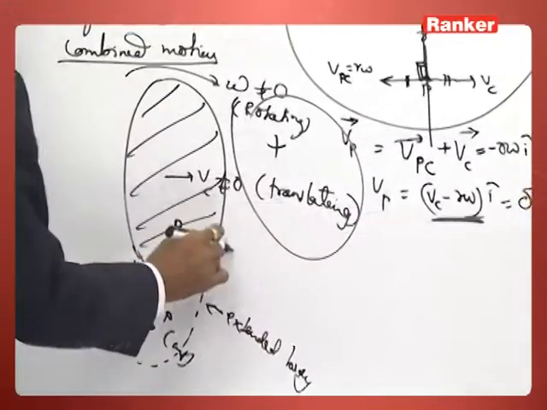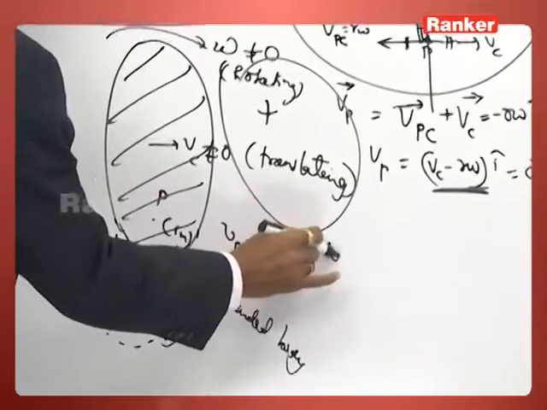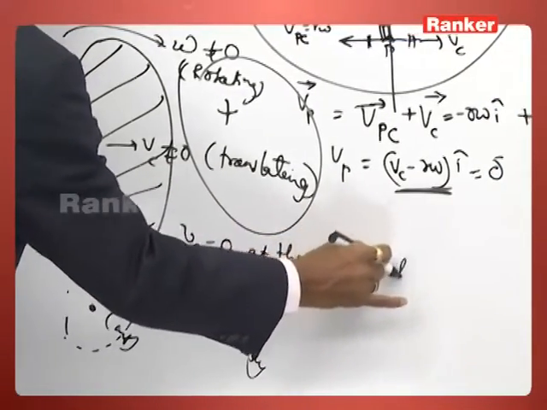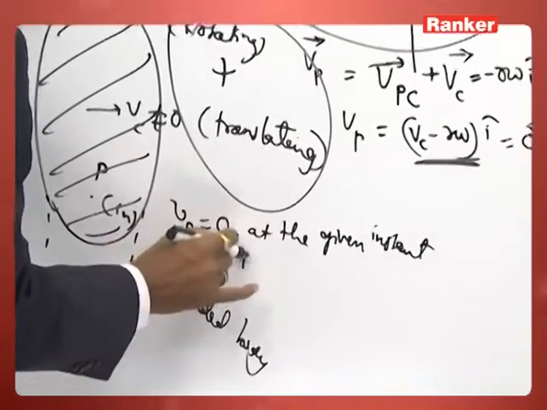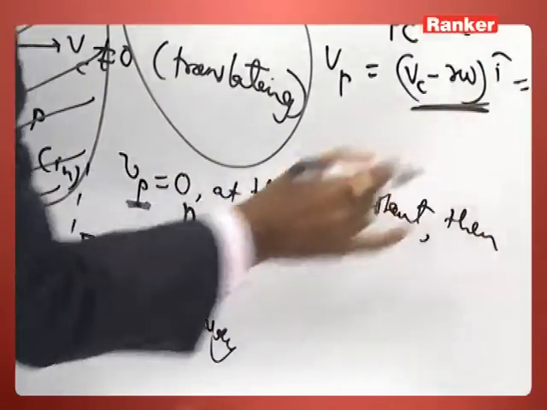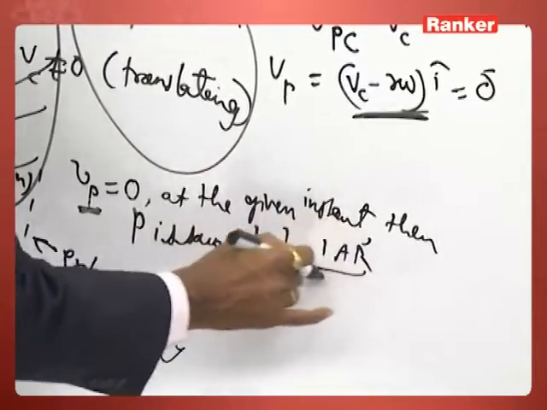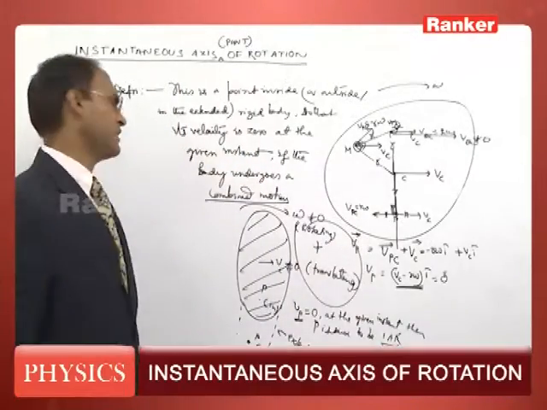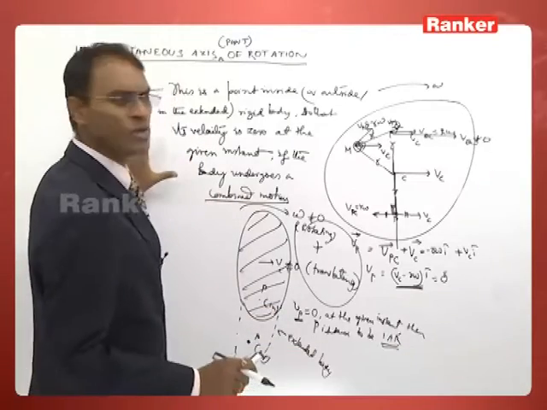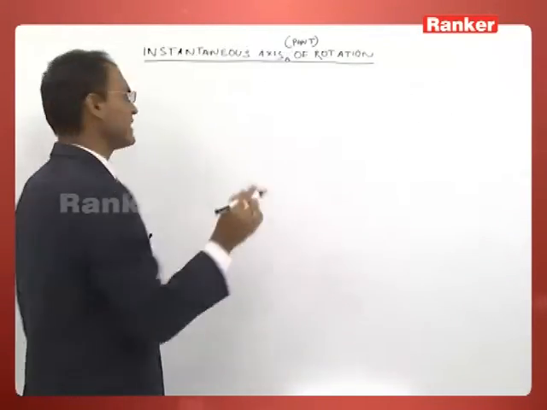When the velocity of this point P is 0 at the given instant, point P is said to be the instant axis of rotation or instant point of rotation. This is the idea, and I will tell you how to use this idea to find that point. Let us take an example.